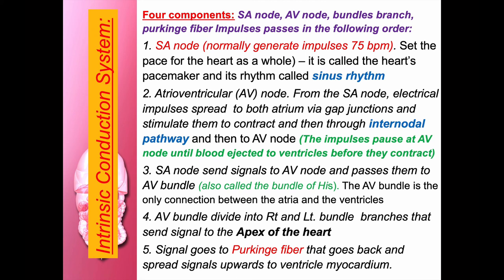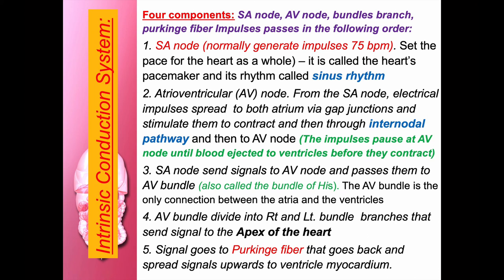Okay, so the SA node normally generates impulses at up to 75 beats per minute. That is what is called the pacemaker. It sets the pace of the heart as a whole, so it is called the heart pacemaker, and the rhythm is called sinus rhythm. The normal heartbeat, we call it the sinus rhythm.